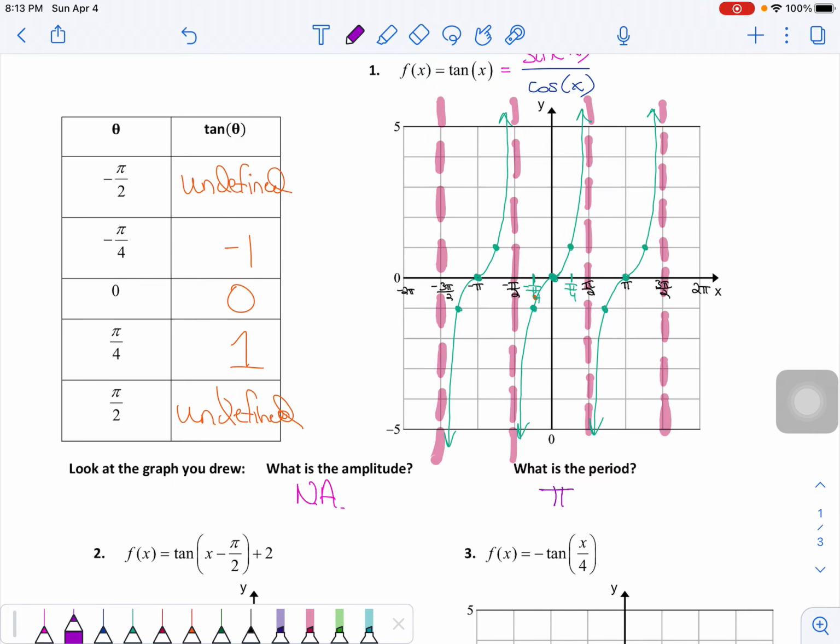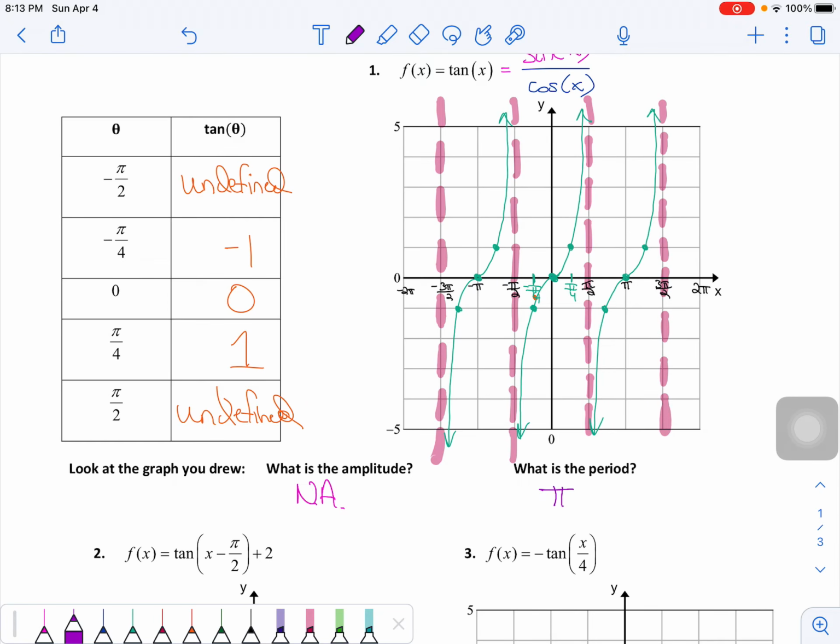Okay, now this one's a little bit difficult to tell, but not horribly difficult. The period is pi. If we look from 0 to pi over 2 on the right is half the graph, and then from 0 to negative pi over 2 on the left is the other half of the graph. So between these two is a total distance of pi units, so that is a period of pi. Okay, so these are the basic tangent graphs.